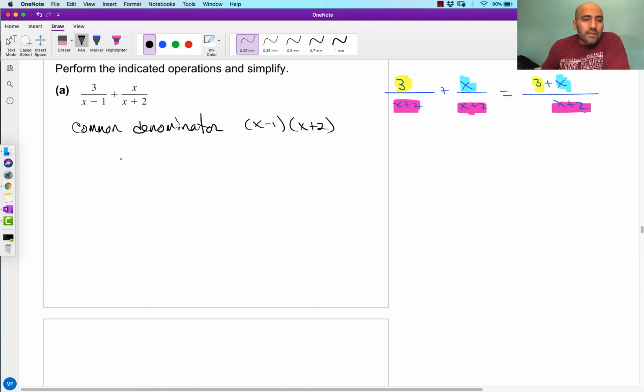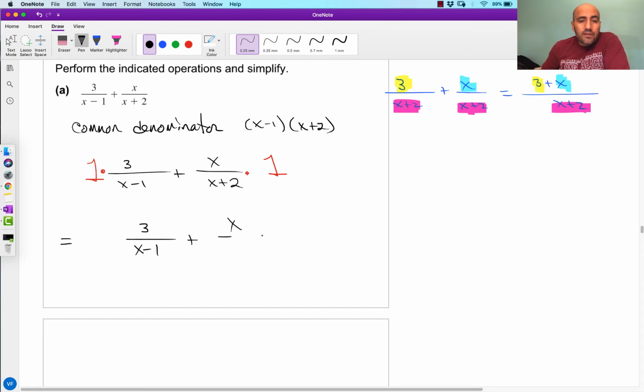Okay, so let's copy this down. We're going to have 3 over x minus 1 plus x over x plus 2. What I'm going to do is multiply this one by a 1, multiply this one by a 1. I'm allowed to do that. Anytime you multiply 1 times anything, you get that same value. We haven't changed anything. So let me copy this down over here. Minus 1 plus x over x plus 2.